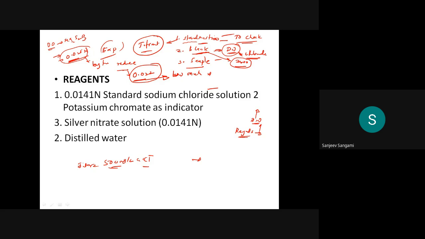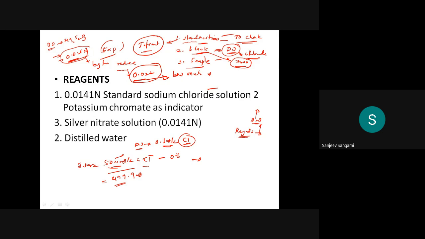For this, you prepared AgNO3, silver nitrate, as the titrant. For that preparation, you used distilled water. Remember, assume that distilled water contains 0.1 milligram per liter of chloride. This has to be deducted here because we have used a titrant which already contains 0.1 milligram per liter of chloride.